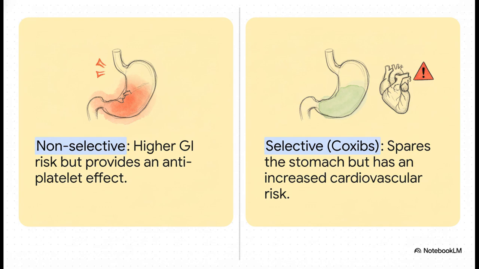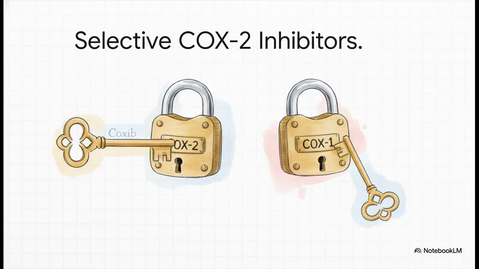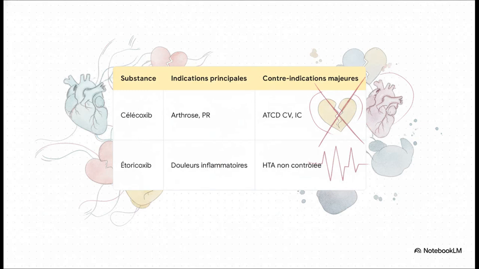So why the different side effects? It all comes down to their mechanism, selective versus non-selective. This difference led to selective COX-2 inhibitors. The whole idea was fewer stomach problems. But there's a trade-off. Celecoxib and etoricoxib aren't for patients with a cardiovascular history.